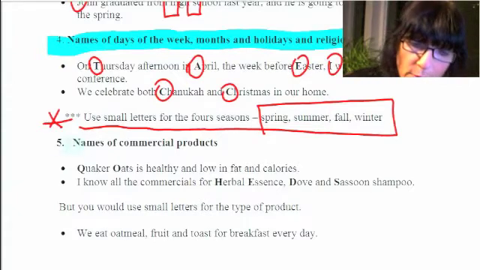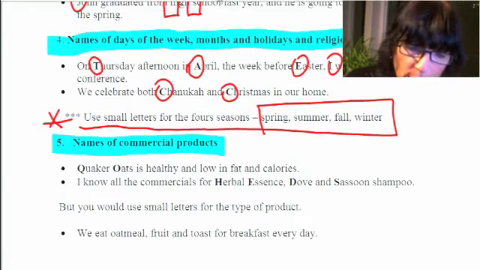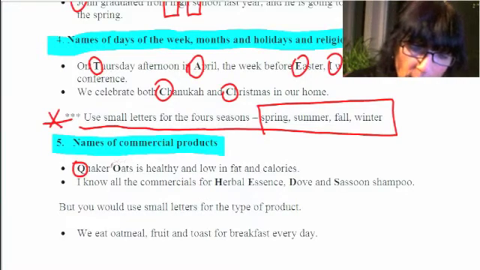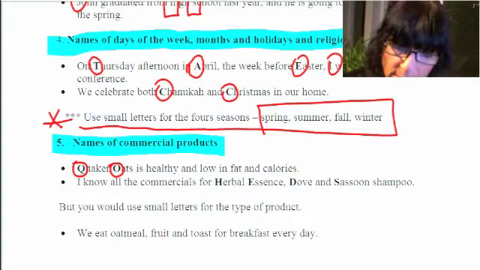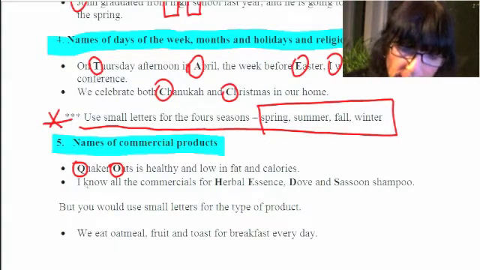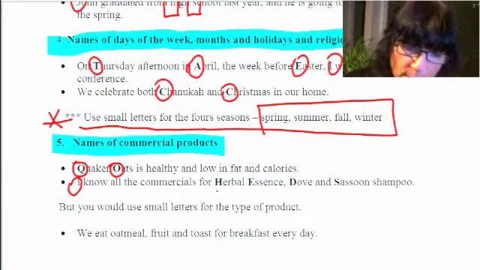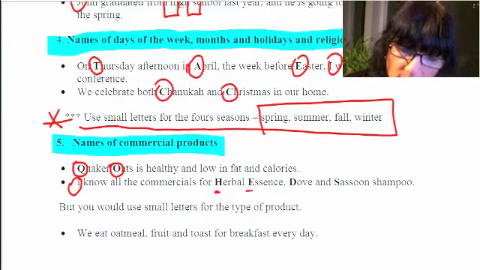The fifth rule for the use of capitals is you always capitalize the names of all commercial products. And looking at examples here, Quaker Oats is healthy and low in fat and calories. The name of the product, the commercial name, is Quaker Oats. So you must capitalize the Q and the O of the name of this commercial product. In the second example, I know all the commercials for Herbal Essence, Dove, and Sassoon shampoo. Well, we always capitalize I and the first word of a sentence. But take a look here.